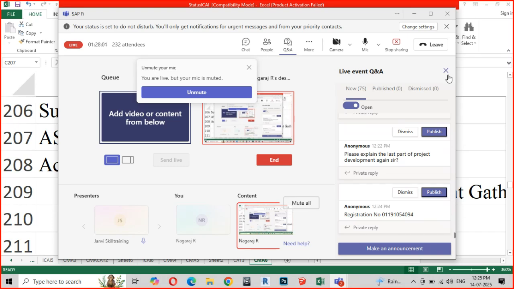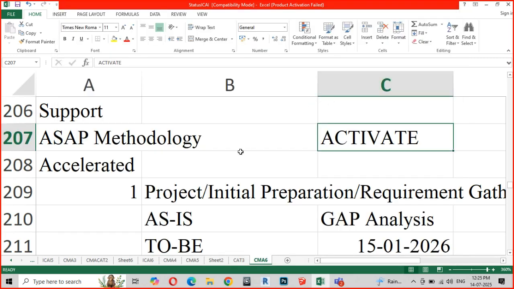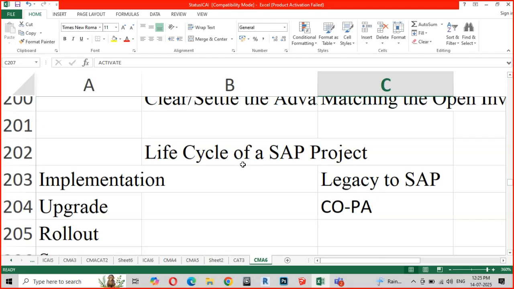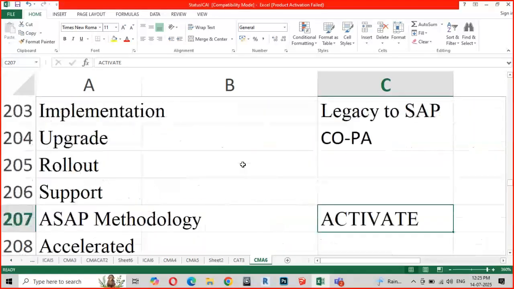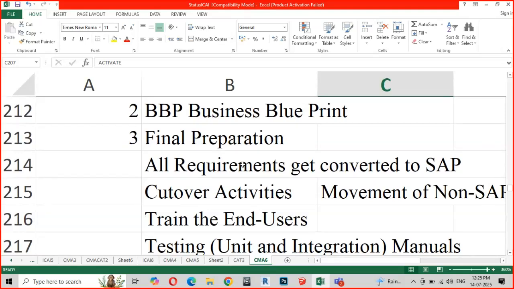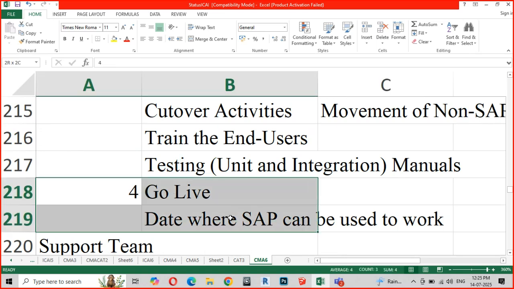Okay, I will take this up. I will explain the last part. If you're talking about the steps, if you can clarify what exactly you meant, and if you want me to explain what is go live, it is the date by which you are moving on from the non-SAP environment to the SAP environment.